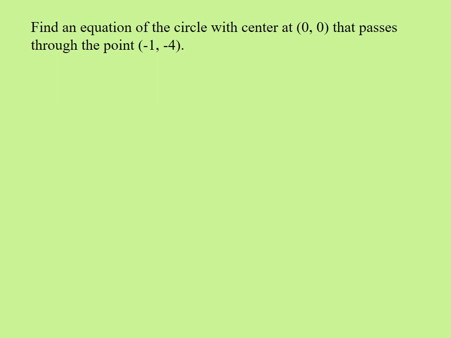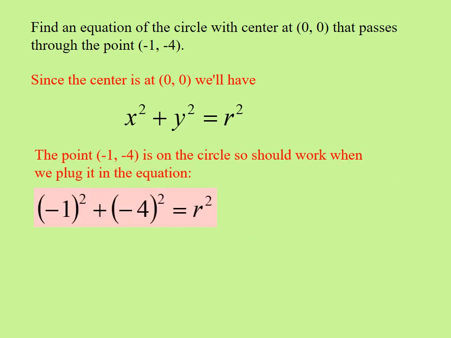Another one is, find an equation of the circle with center at (0, 0) that passes through the point (−1, −4). So in our example, we know that the center is at (0, 0), pero wala ta kabalo sa iyang radius. Kung pila ang iyang radius ani. So, going back to the standard form of the equation of a circle with center at (0, 0), we have x² + y² = r².